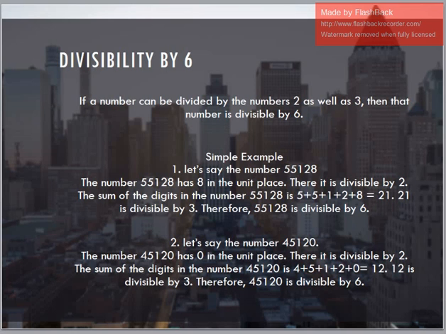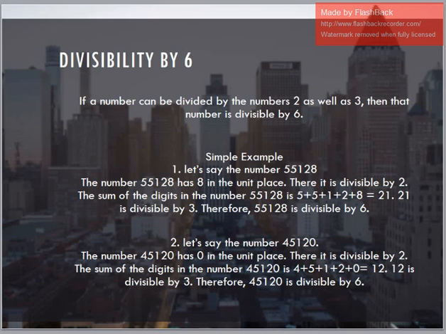Then, the sum of the digits in the number 55,128 is 5 plus 5 plus 1 plus 2 plus 8, which is equal to 21. If you divide that by 3, it equals 7. So it is a whole number, therefore, it is divisible by 3. Therefore, 55,128 is divisible by 6. That's it, the two circumstances must be met, as I said earlier, to be considered divisible by 6.